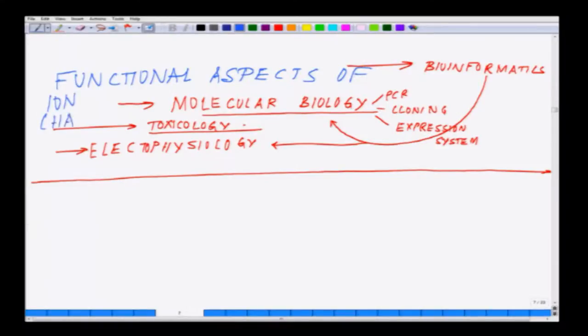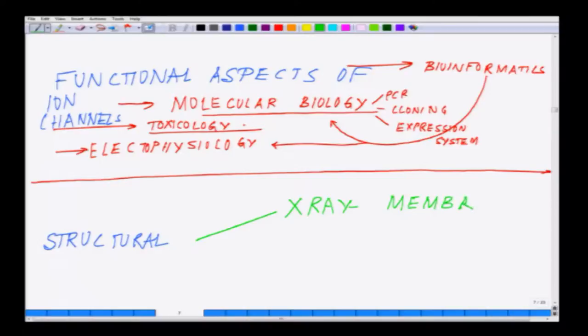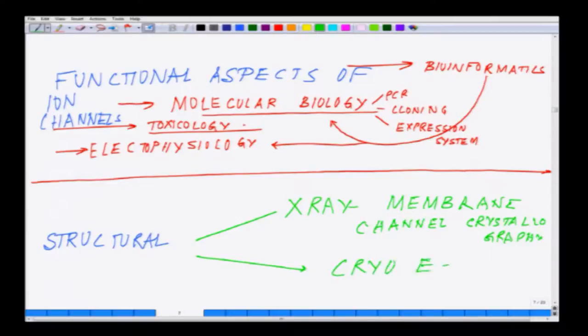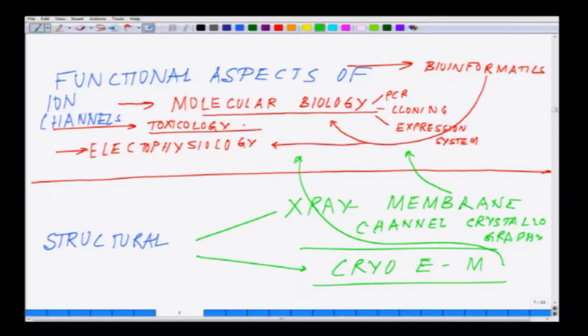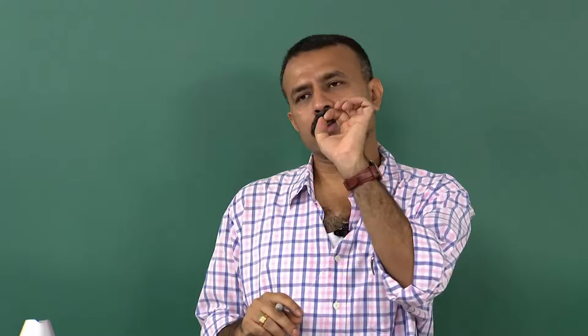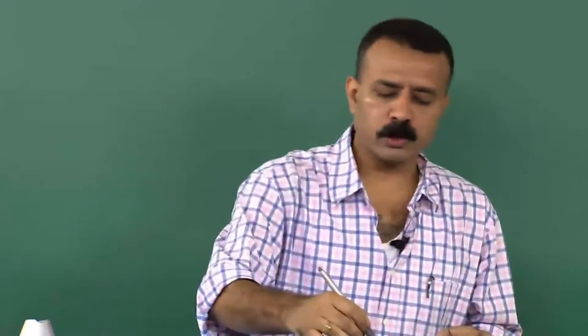Okay. So, these functional aspects of ion channels could be correlated with the structural aspects, and on the structural side, simultaneously, you are moving with techniques like X-ray. One of the very hot areas is membrane channel crystallography, then you have cryo electron microscopy, cryo EM. All these are adding more and more information about the smallest filter system, or smallest filtering machine, of the biological world once again.